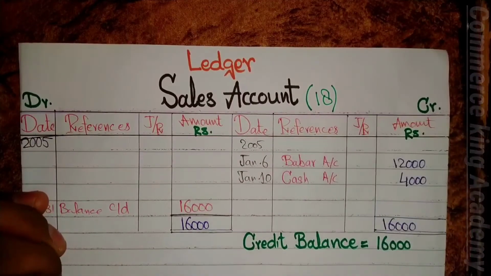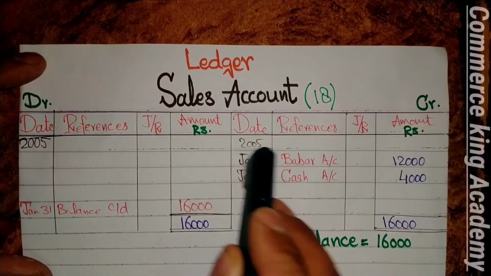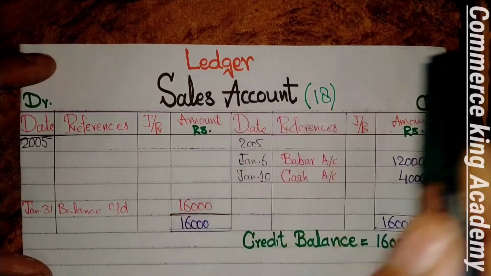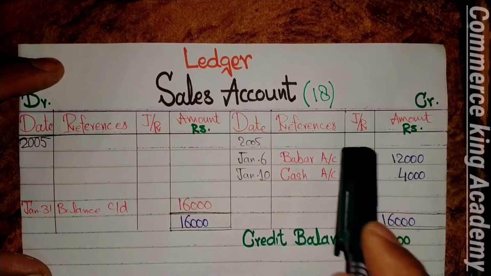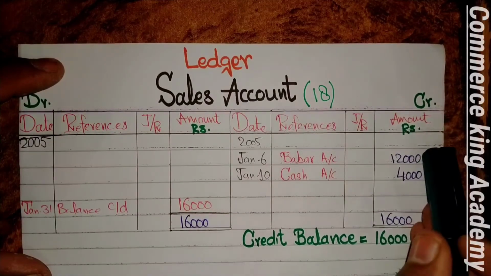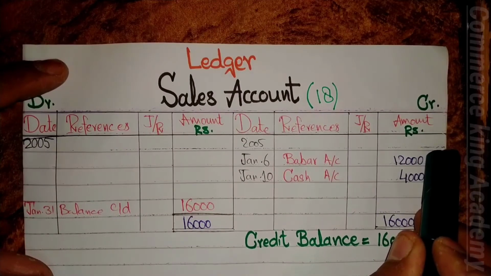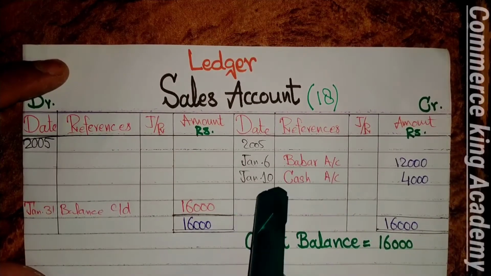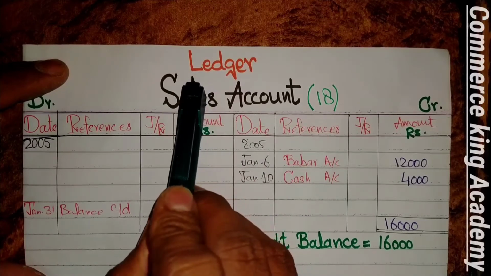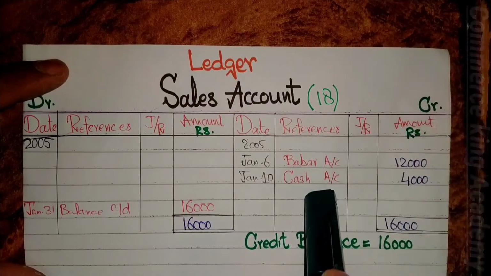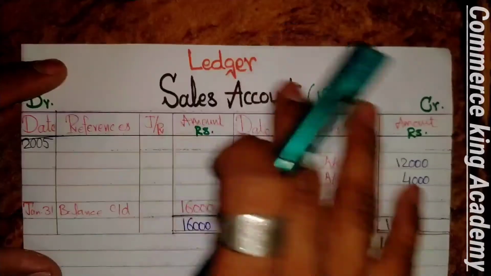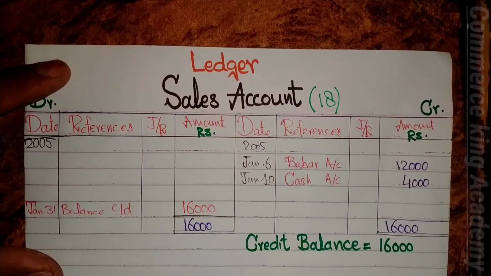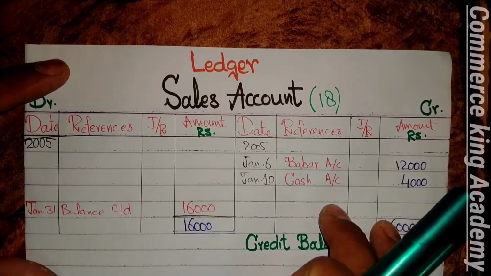Am I right? First entry, Jan 6th. Sales account was credited by Babar account. Babar account is the opposite name of sales account in the journal entry, amounted 12,000 rupees. Understand? The second entry of sales account was on Jan 10th. Sales account also credited by cash account here amounted 4,000 rupees. Cash account is the opposite name of sales account in the journal, which we have discussed earlier.